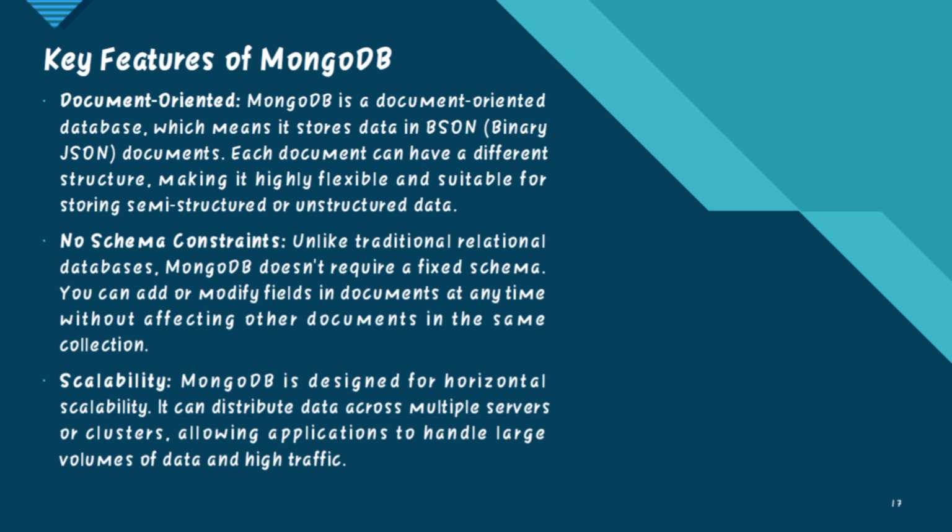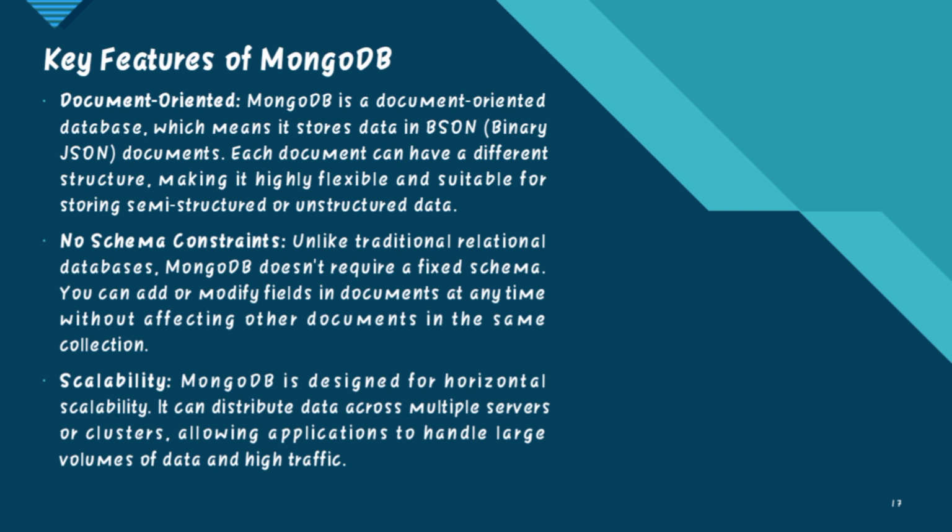Key features of MongoDB. Document oriented. MongoDB is a document-oriented database, which means it stores data in JSON documents. Each document can have a different structure, making it highly flexible and suitable for storing semi-structured or unstructured data. No schema constraints. Unlike traditional relational databases, MongoDB does not require a fixed schema. You can add or modify fields in documents at any time without affecting other documents in the same collection.